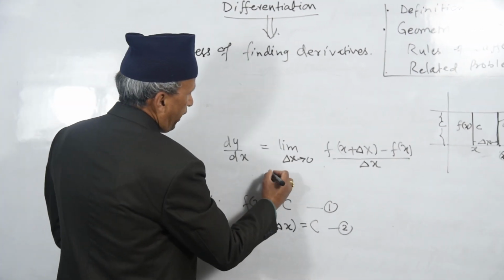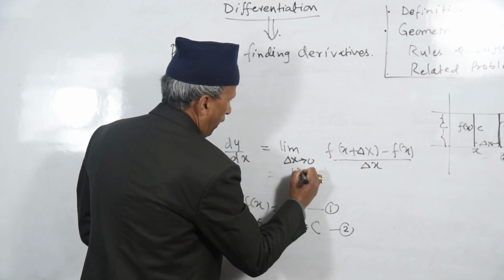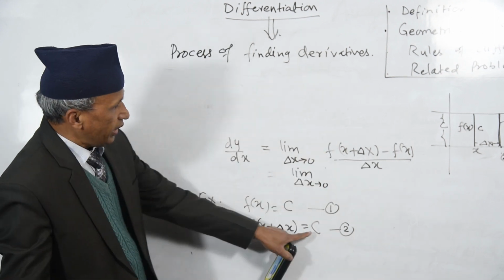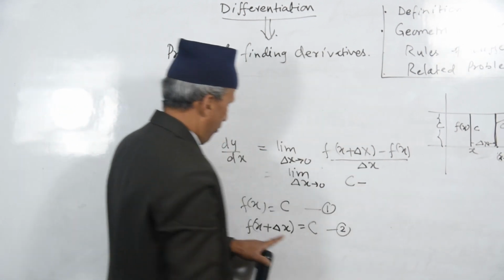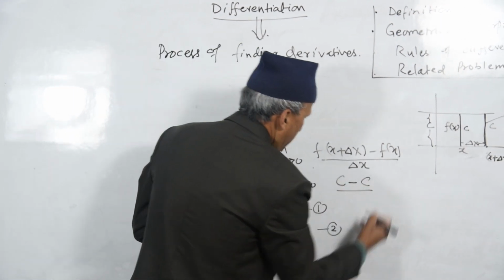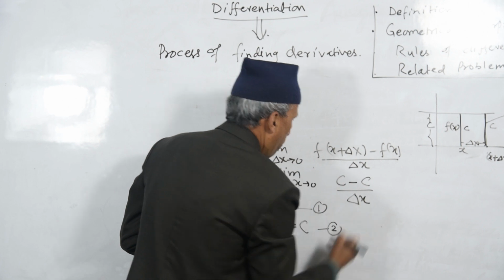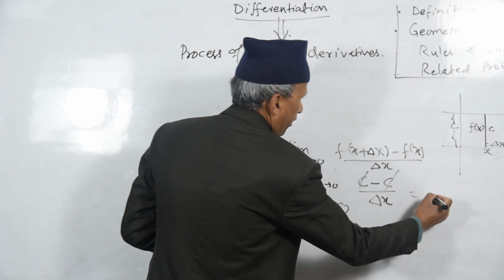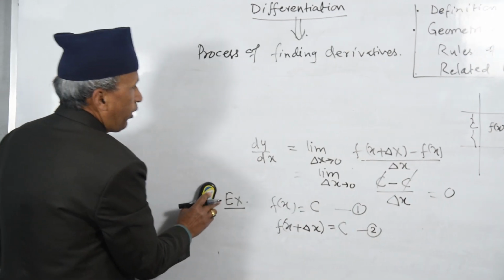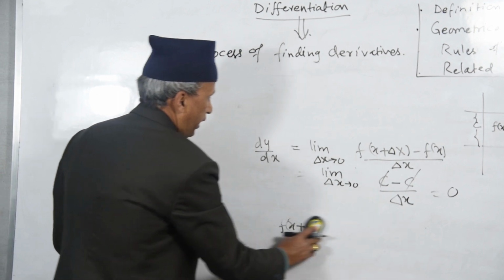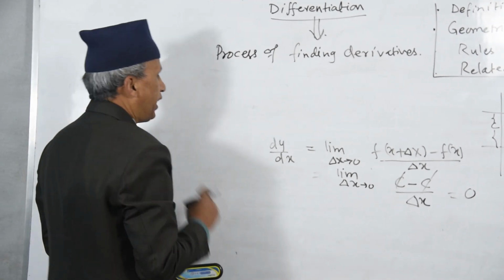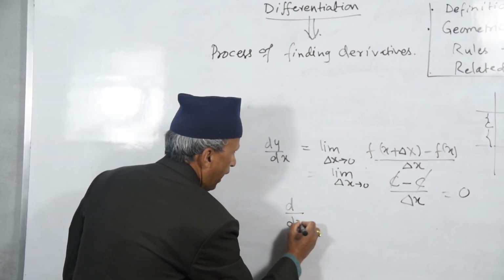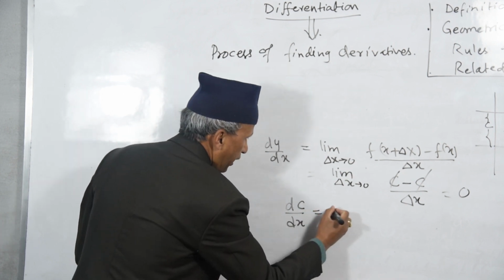So you will be getting this is equal to limit delta x tends to 0. What is f of x plus delta x? It is c. c minus what is f of x? It is c, divided by delta x by definition. Okay. So these two cancel, and it is equal to 0. So what is the derivative of a constant function? It is 0. That is, y is c. In this case, d by dx of c, a constant function, is equal to 0.